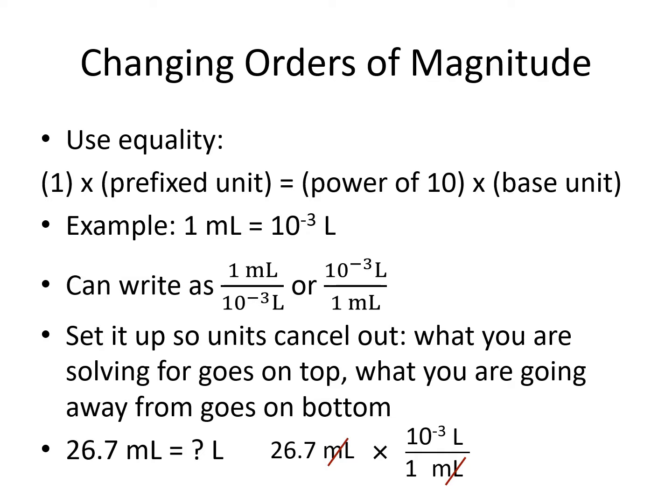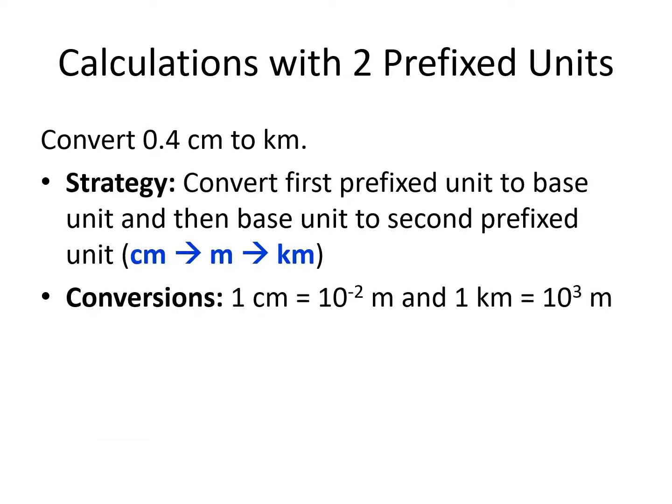Again, notice my power of 10 and my prefix are on opposite sides of my conversion factor. Once I have set up my calculation properly, I can do the math. 26.7 times 10 to the minus 3 gives me 0.0267 liters. Whenever I convert between two prefixed units, I use 2 conversion factors and go through the base unit. For example, to go from centimeters to kilometers, I would use one conversion factor to go from centimeters to meters, then a second conversion factor to go from meters to kilometers. I would need one equality for each conversion factor.